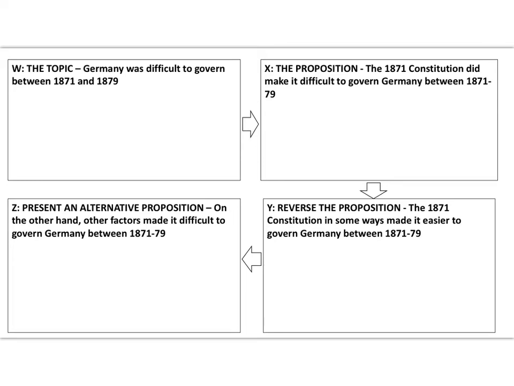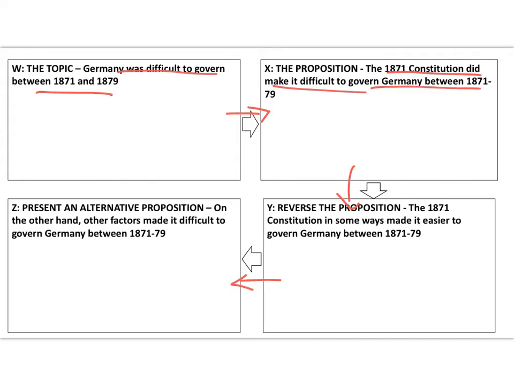So that's our sort of thread going that way, that way, that way. Okay, so you've got your 4 blocks. You write out your topic sentences. Those topic sentences we've already identified. So the topic is Germany was difficult to govern between 1871 and 1879. That becomes the topic sentence. The proposition: the 1871 Constitution did make it difficult to govern Germany.